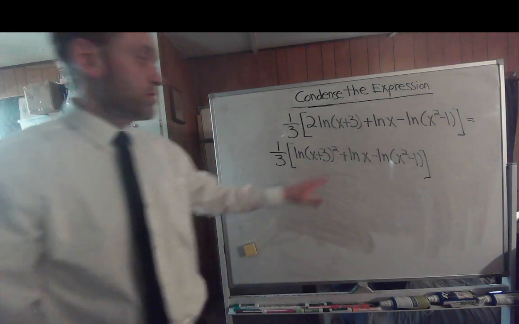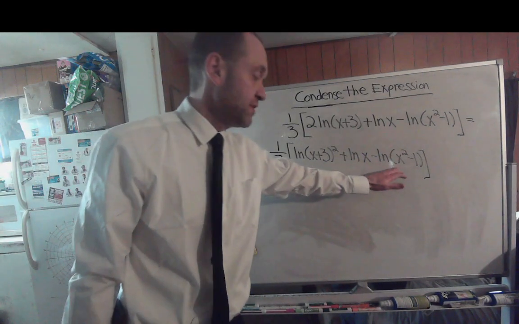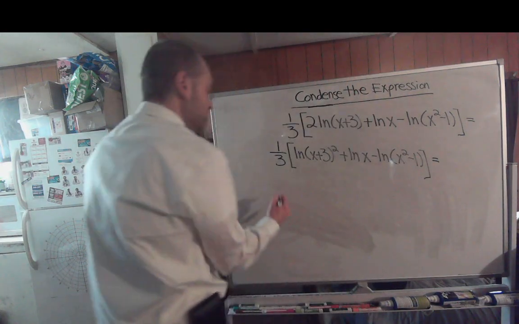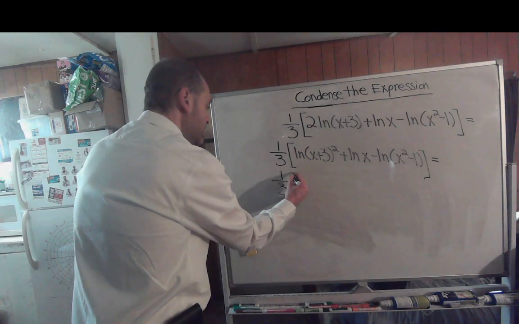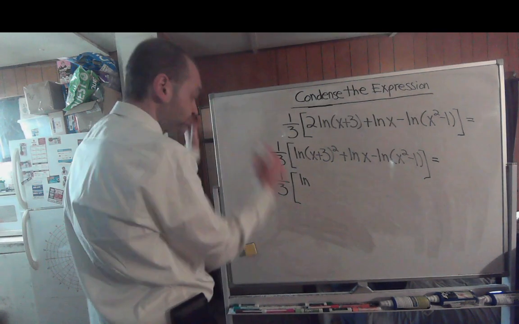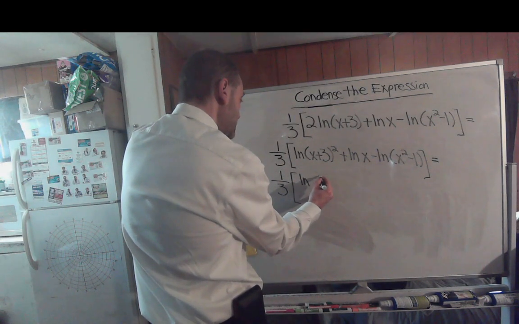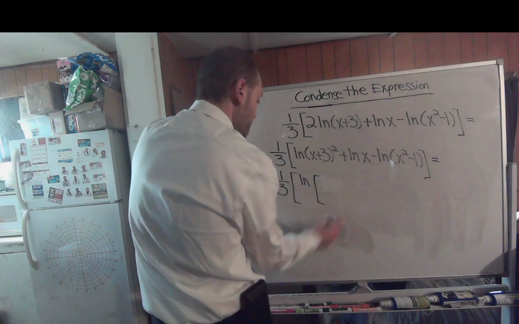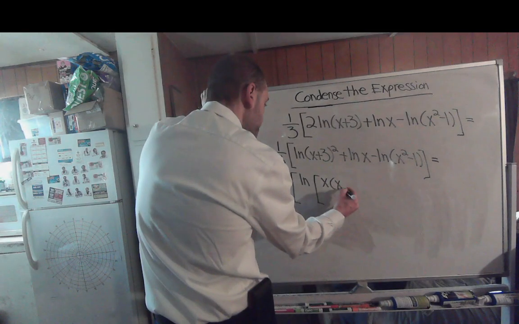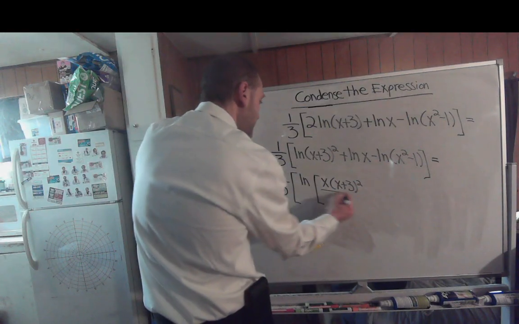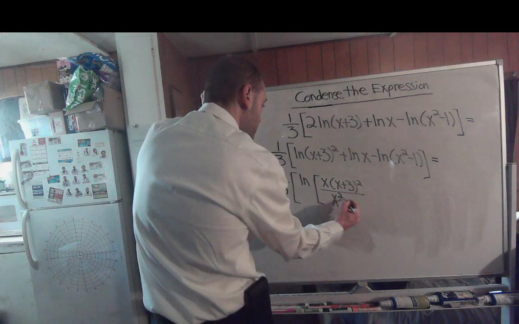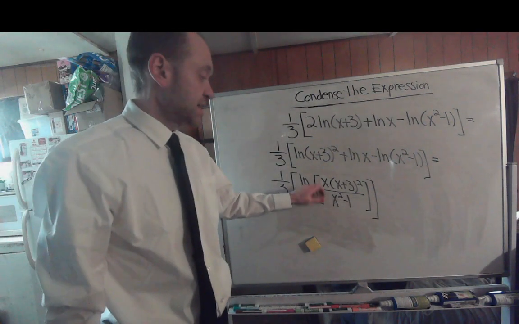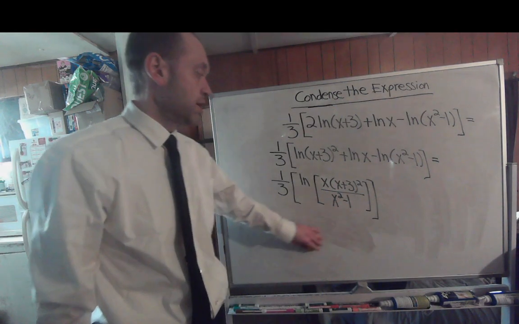If you look at your first two terms, you have a sum and then you have a difference. So this is going to be both a product and quotient rule. So let's make that move inside the brackets. This will become 1/3 times the natural log of, that x plus 3, that would actually be x times x plus 3 squared, divided by x squared minus 1. So now we've converted this into 1/3 of the natural log of x times that x plus 3 squared divided by x squared minus 1.